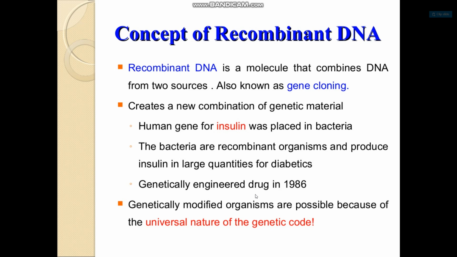The human gene for insulin was placed in bacteria. The bacteria are recombinant organisms and produce insulin in large quantity for diabetics. Genetically engineered drug in 1986. Genetically modified organisms are possible because of the universal nature of the genetic code.